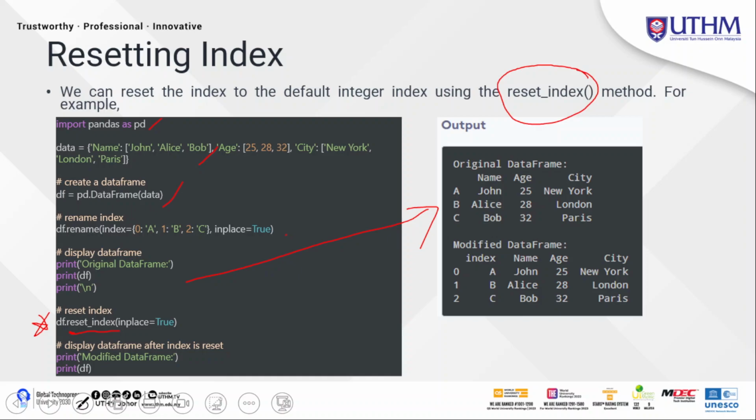So inplace equal to true. You don't have to mention anything else. You just write the code reset_index. It auto resets for you based on the previous or the old data. So the output you can see here.